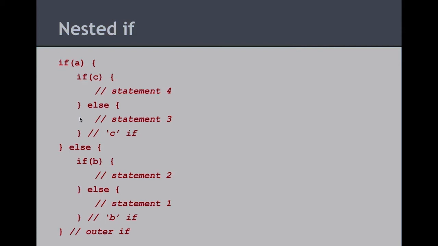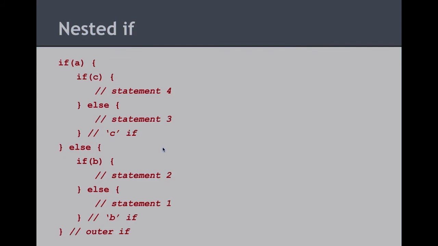Our false area for the outer if, or the A if statement, is the left-hand side of that flowchart. In that case, if B is true, then statement 2 would execute. Otherwise, statement 1 would execute. And this ends the B if, and then finally this bracket corresponds to the outer if statement. In our example, the 4-song MP3 player that we'll look at in the next video will have a nested if structure to examine.